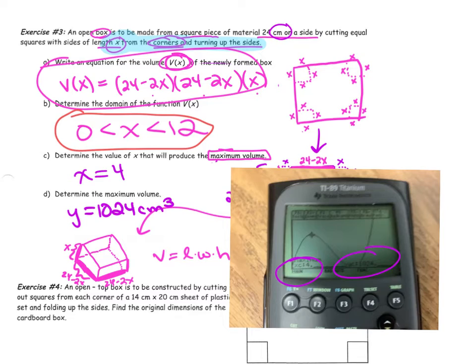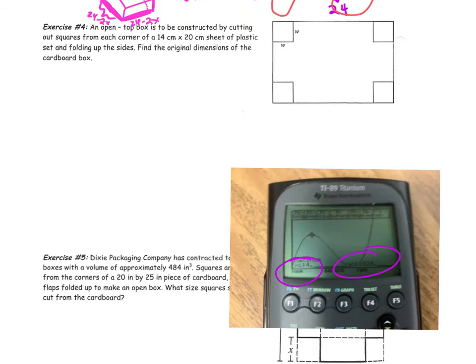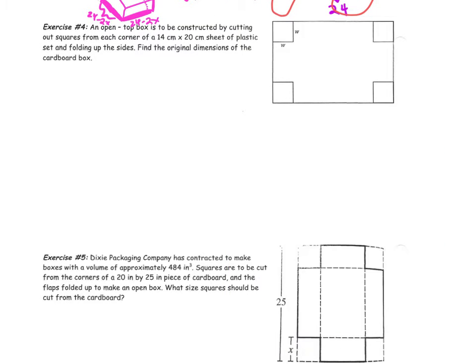Okay, let's take a look on the next page. Let's take a look at exercise 4, and we're also going to do 5, 4 and 5. So for exercise 4, I drew a nice picture here for you. Very beautiful. We have an open top box is to be constructed by cutting out the squares. So again, we're cutting out the squares on each corner. So we're cutting these out, kind of like the picture I drew before. And what else do we got? This cut out from the squares from each corner of a 14 by 20 sheet of plastic.